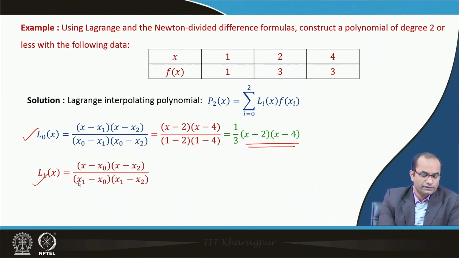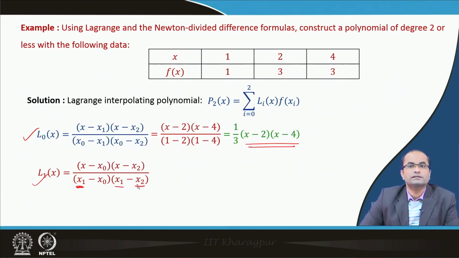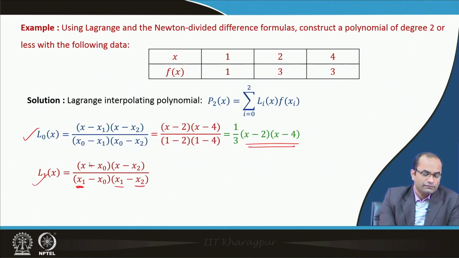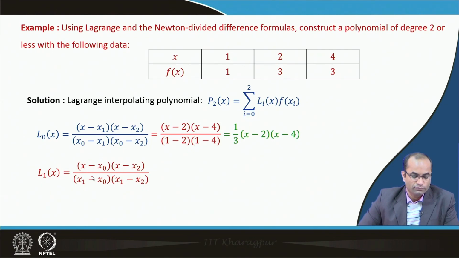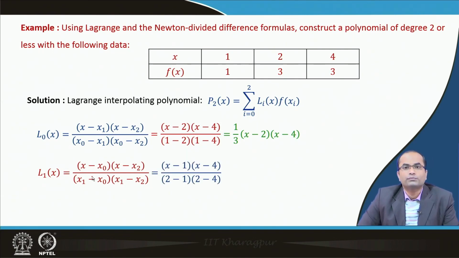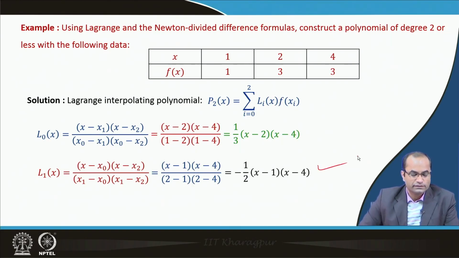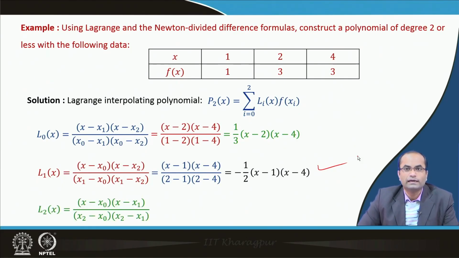Similarly, for L 1 we can compute again. The only difference is now we have x 1 and all other points will be subtracted. First we have x 1 minus x naught, then x 1 minus x 2, and in the numerator this x 1 will be replaced by the x there, and we have the formula. Again putting all these values of x naught, x 1, x 2, we can get the second order polynomial, this L 1, and then we have the L 2 there.